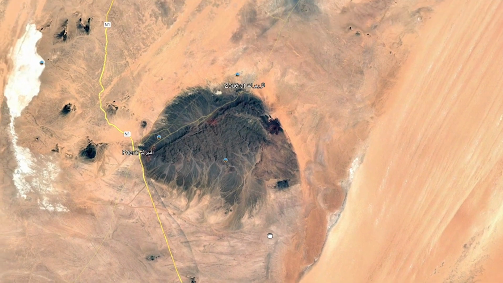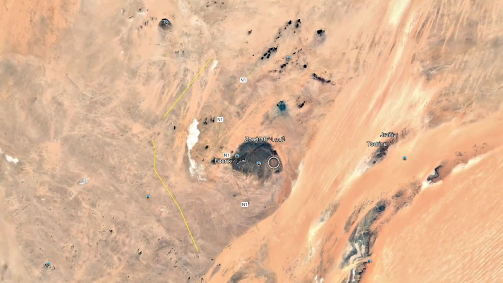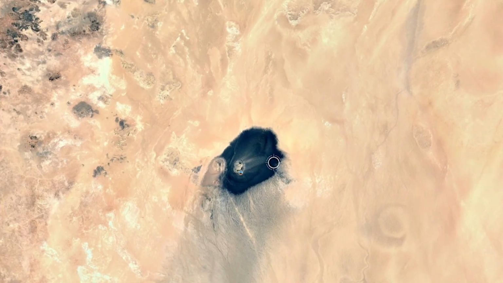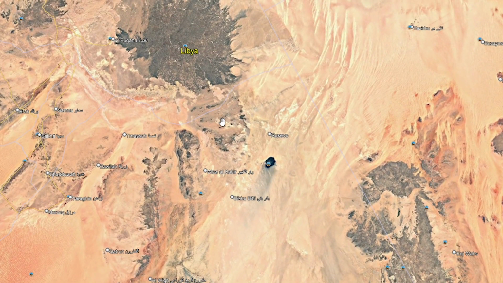Looks to me like a burnt out volcano. So we know there's volcanoes in the area in Libya and all the surrounding areas. There are many volcanoes. Some of them are alive still. Here's another one. This one actually is still active. Just so you know, there's volcanoes in the area.